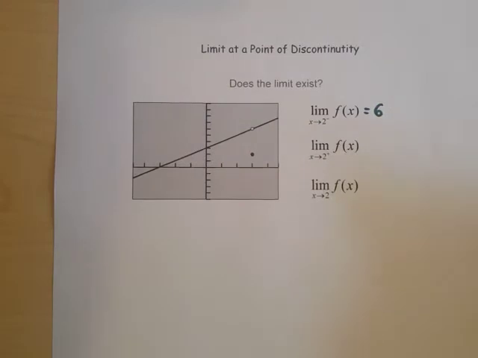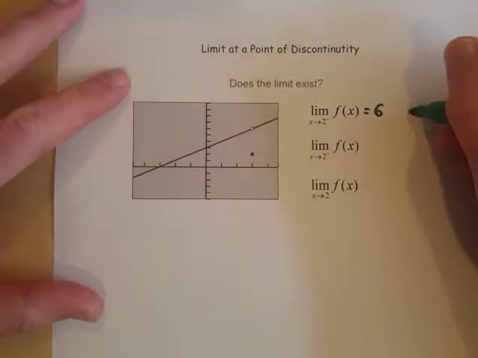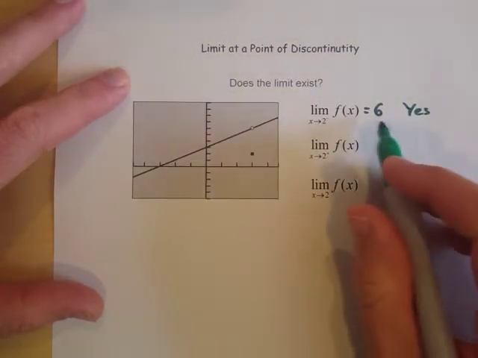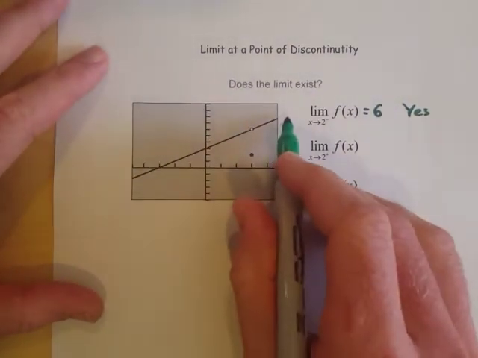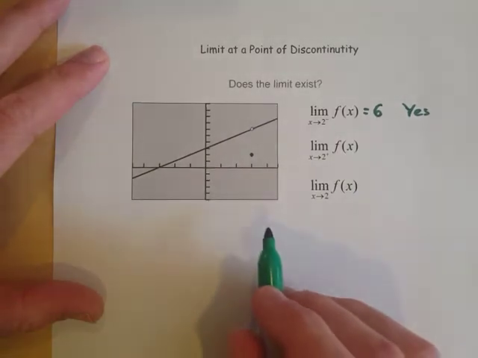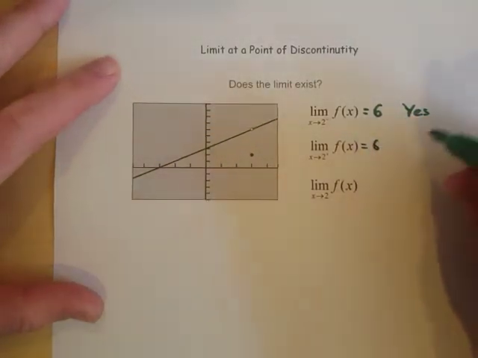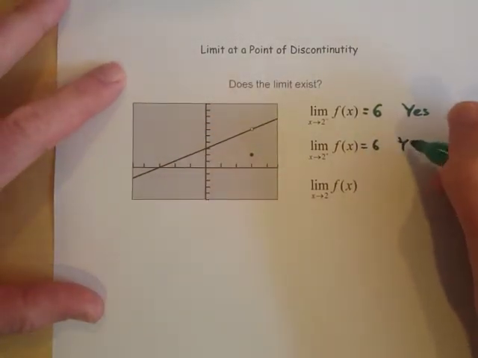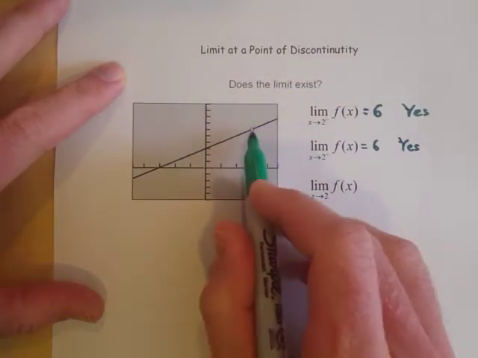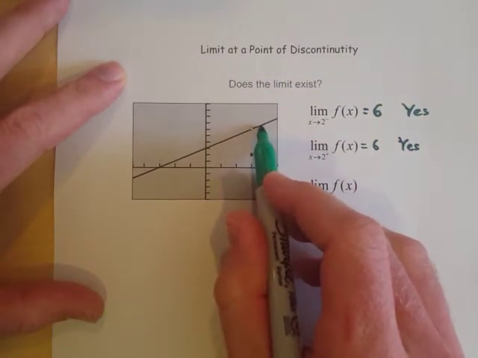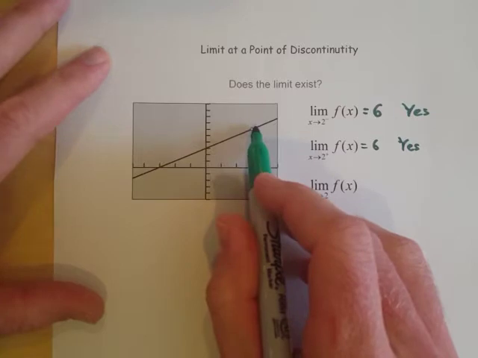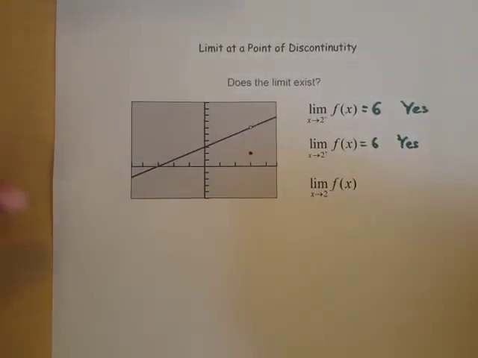So if we can get a value for it, then we can say, yes, it does exist. So that one does exist. That's a yes. As we're coming from the right, same thing happens. We also have a 6, and this is a yes. It doesn't matter that that point is hollow. It's as we get really, really close to there, are we approaching a certain value? And the answer in both of them is yes.